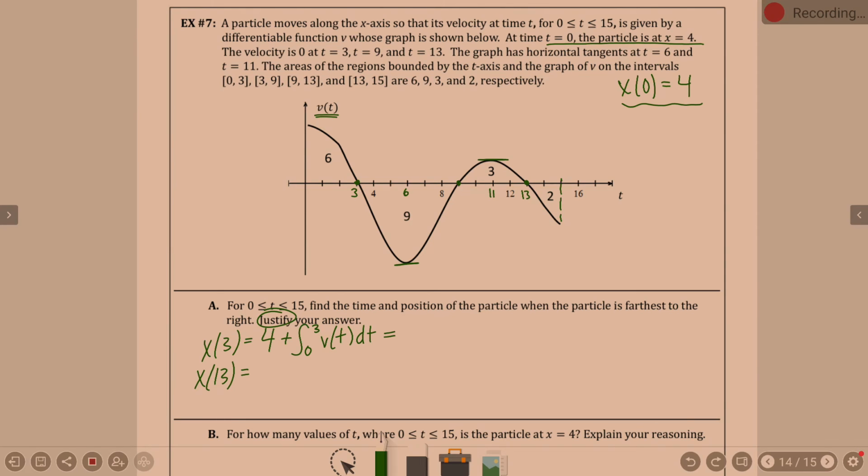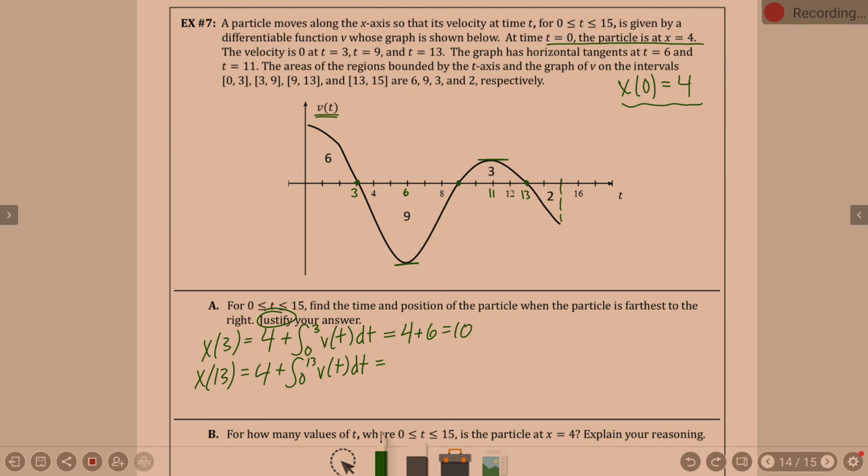However, what's the basic math you're doing here? It's not like we're actually doing an integral. We just do 4 plus 6 and get 10. Are we okay with that? Then the other one, 4 plus 6 minus 9 plus 3. Because there's no point to check at time 9, since we've just taken the position at time 3 and moved left. So there's no point to check there.